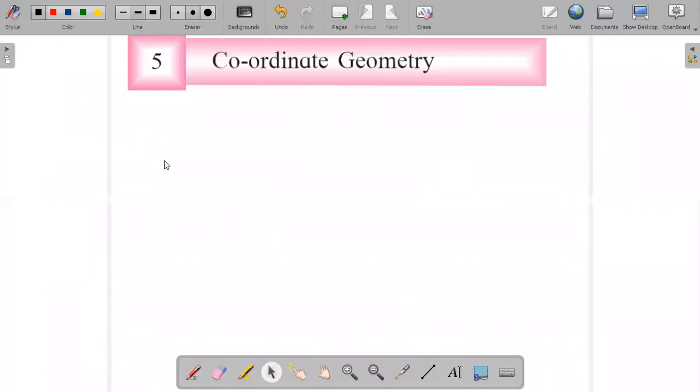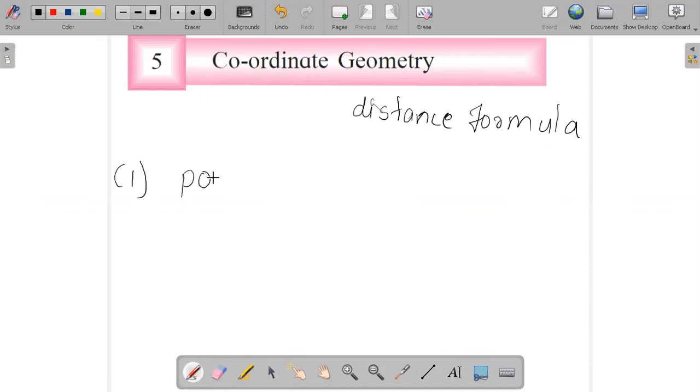Okay, so in coordinate geometry, there is one very important formula, and that is called the distance formula. Before I start with this formula, I just want to revise a few concepts. The first concept I would like to revise is the point.